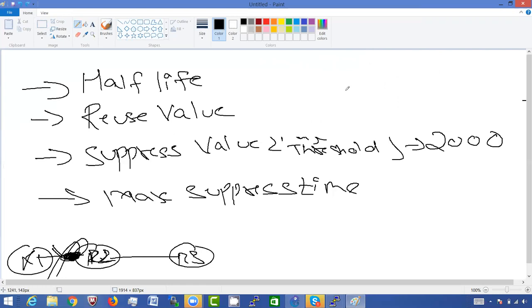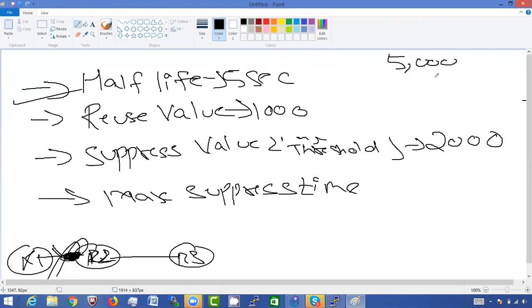Now the question is, how will this number come below the reuse value of 1000? For that, we have half-life. What does this half-life mean? The default reuse is 1000 and the default half-life is 5000. What does this mean? See, let's say my penalty is 5000. After this half-life time expires, meaning after 5 seconds, my penalty will become half. That means now it will become 2500.